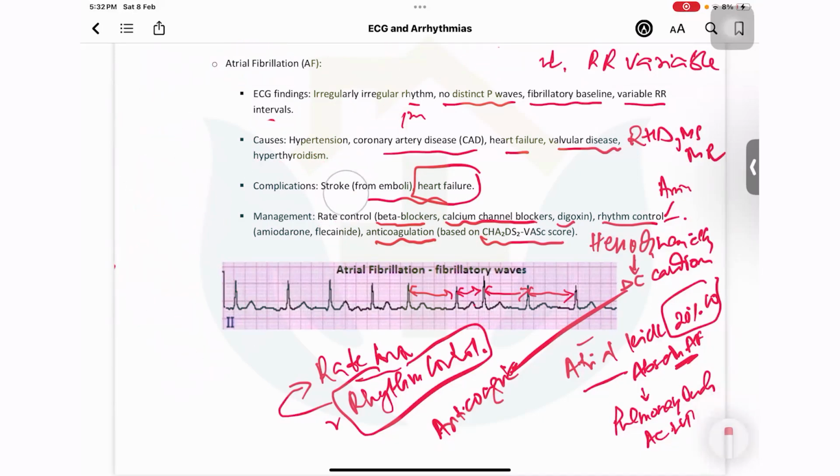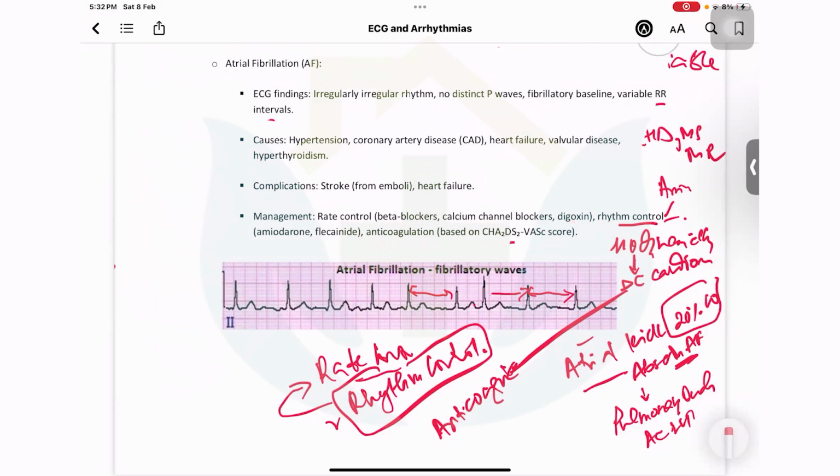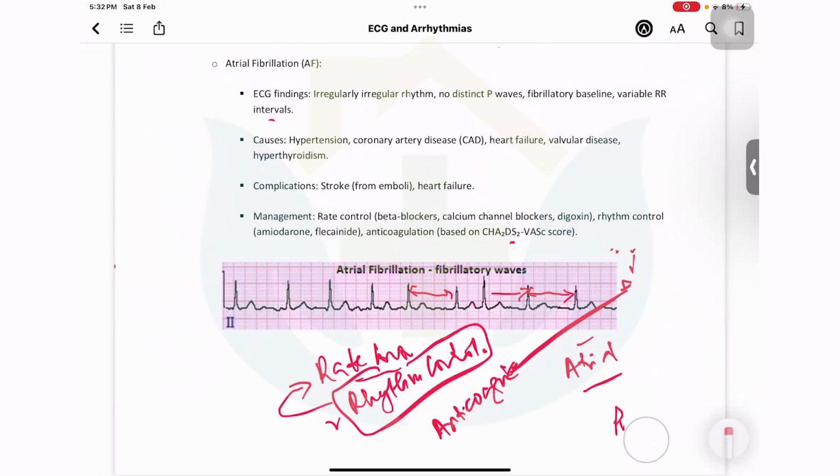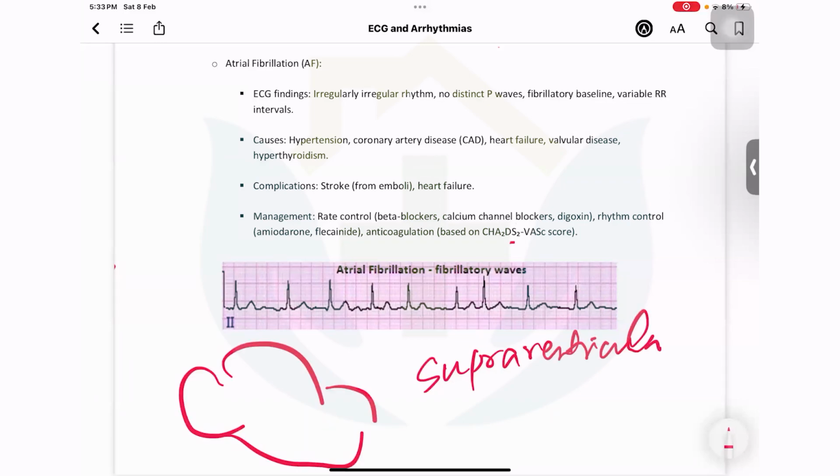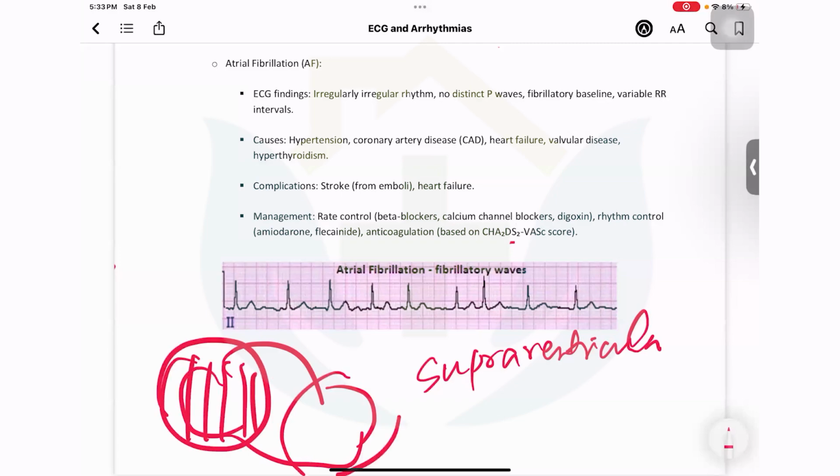Now, when we talk of arrhythmias which are not in the sinus rhythm, that means they are different from the sinus rhythm. The top of the chart comes supraventricular arrhythmias. That means they begin in the supraventricular portion. Then there will be ventricular arrhythmias which begin in the ventricular portion. So right now, let's focus on the supraventricular arrhythmias.